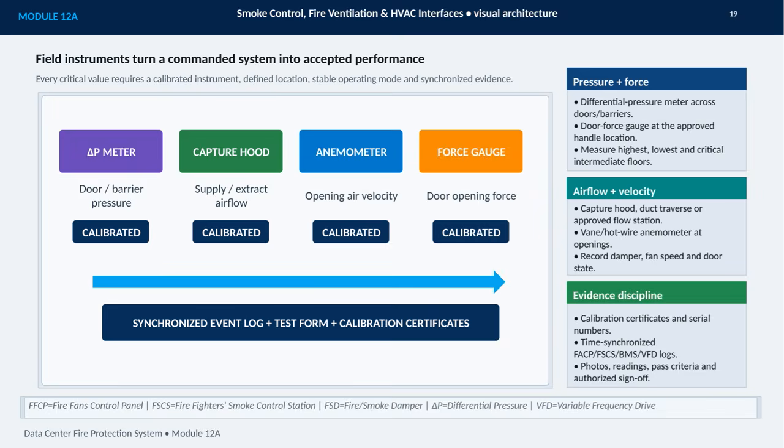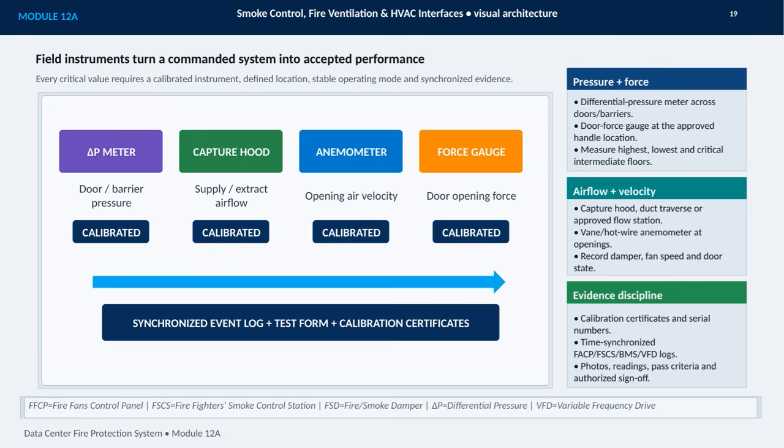For pressure and force, I use a differential pressure meter across doors or barriers and a door force gauge at the approved handle location. Measurements should include the highest, lowest, and critical intermediate floors. For airflow and velocity, the appropriate tools may include a capture hood, duct traverse, approved flow station, or vane or hot wire anemometer at openings. I also record the damper position, fan speed, and door state because those conditions affect the result. Evidence discipline is what makes the reading defensible.